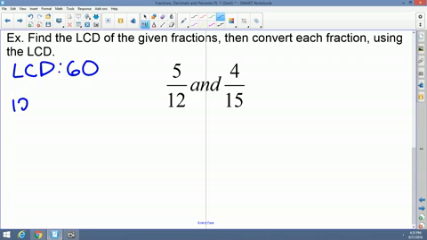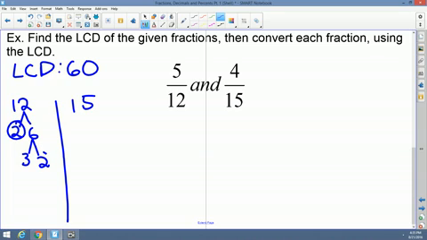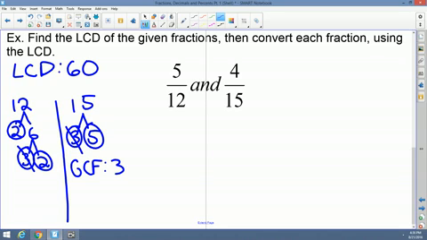Well, worst case, go ahead and split them up. You got 12 and 15. 12 is 2 and 6. 3 and 2, remember to circle the primes. You got 3 and 5. That's a prime, that's a prime. So my GCF would be, you got a 3 and a 3, so that comes out as a 3, and that's it.